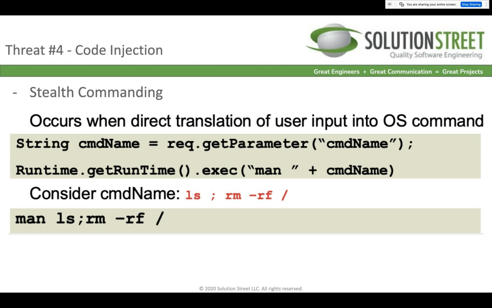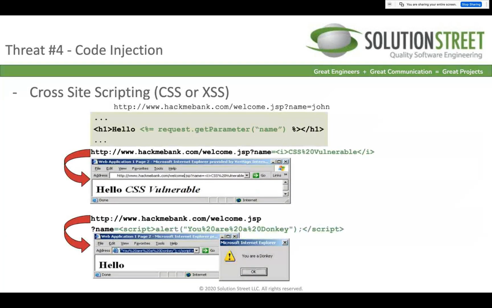So in this case, put in the command you would like us to run man for. So ls, right? Okay, here's the manual for ls. So it's a nice little utility web app, right? Well, they just put ls, semicolon rm -rf, right? And so now it's not just running the ls command, it's removing all the files in your directory, right? Not so good. So that's stealth commanding.